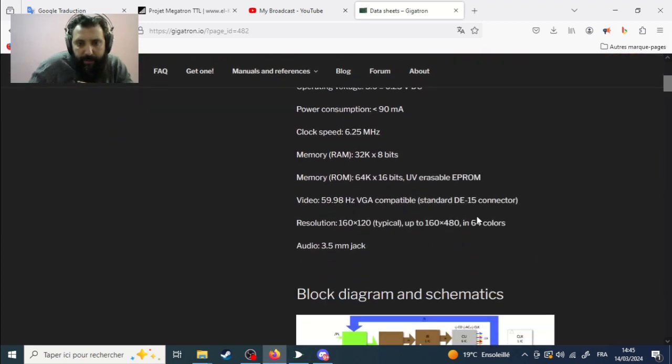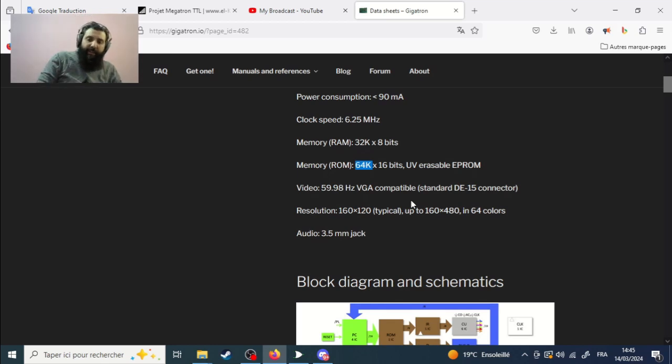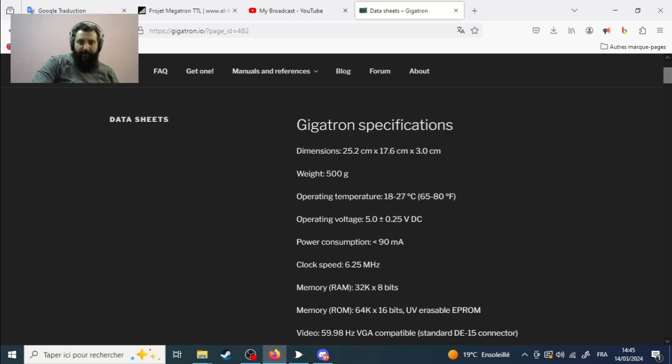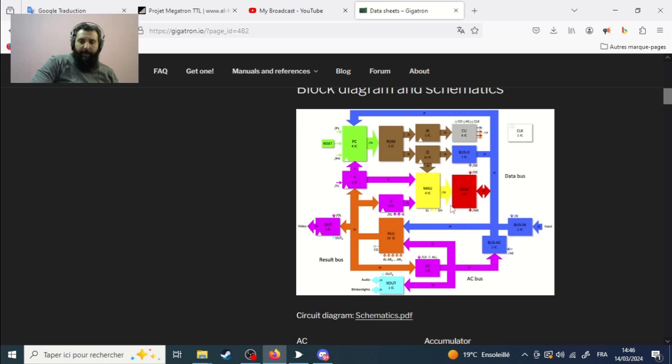Okay, the Megatron uses 64 kilo words of memory. I'm saying word because one word is equal to 16 bits. It has a main memory, RAM, of 64K words. Each word is 16 bits. It uses 32 bytes of main memory, but in the Megatron we double that to 64 mega octets. It uses a clock speed of 6.25 megahertz. Okay, this is mainly the whole architecture.